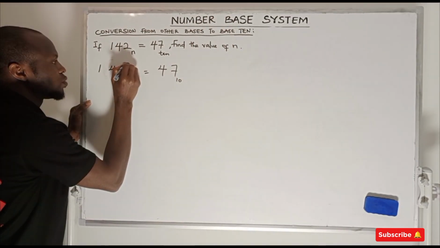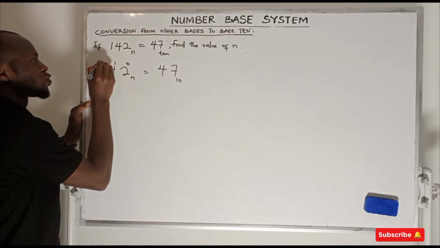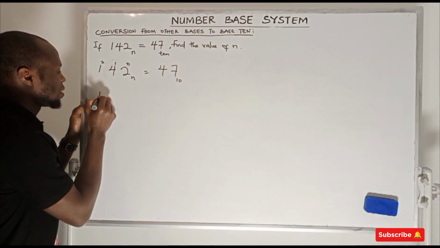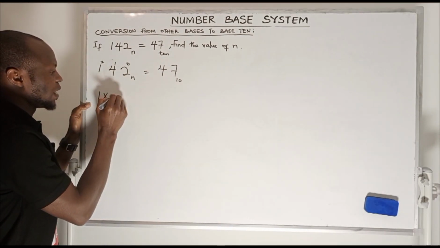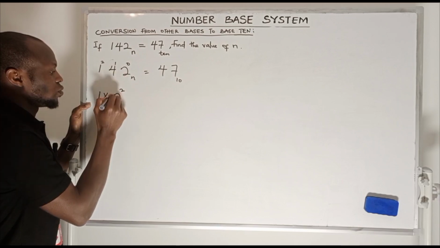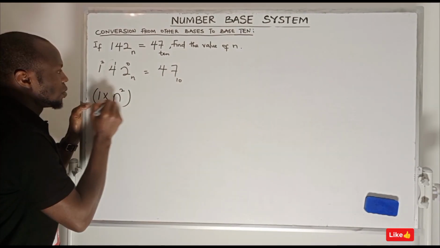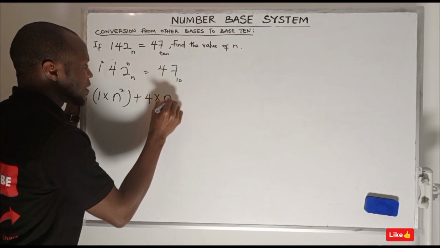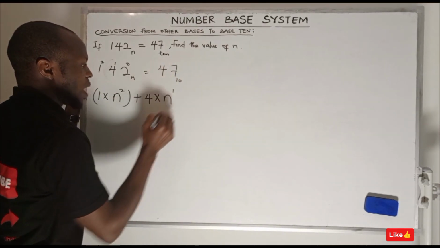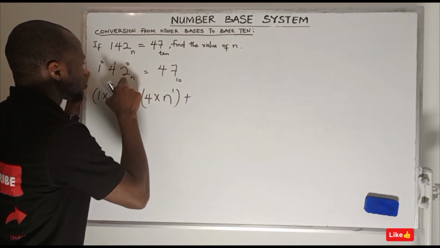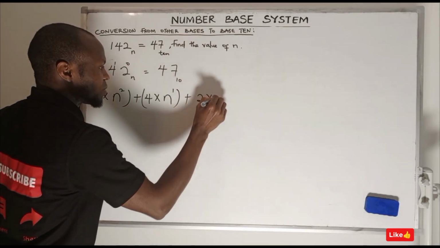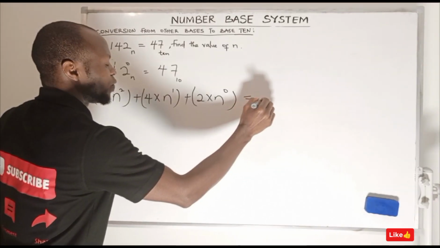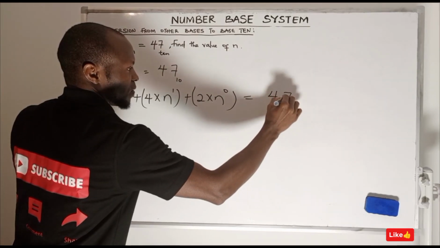What you just need to do is attribute power 0 to this digit, power 1 to this one, and power 2 to this one. Now, if I want to convert, this will be 1 times, what is my base? Base n raised to power 2. Plus 4 times n, raised to power 1. Plus 2 times n, raised to power 0. This is now equivalent to 47 in base 10.